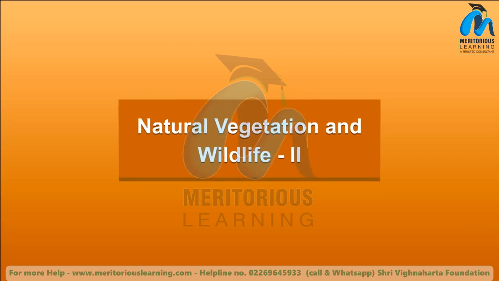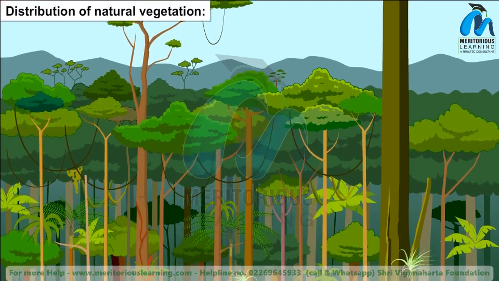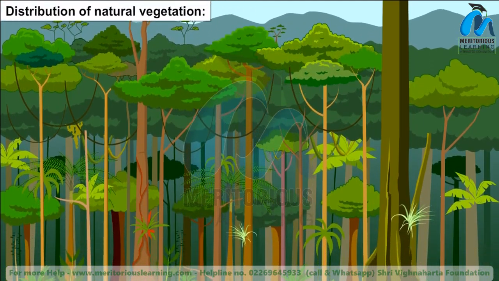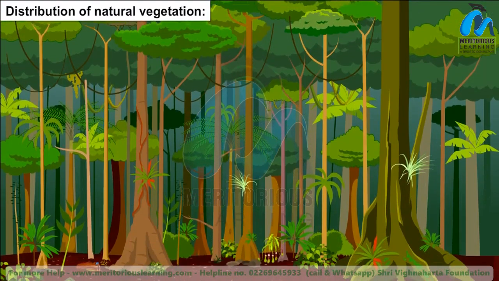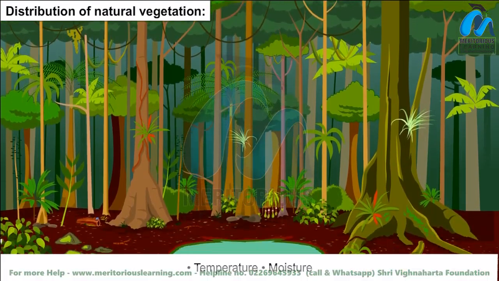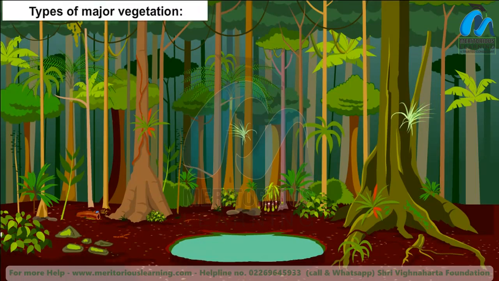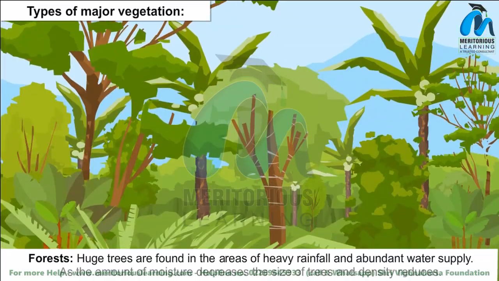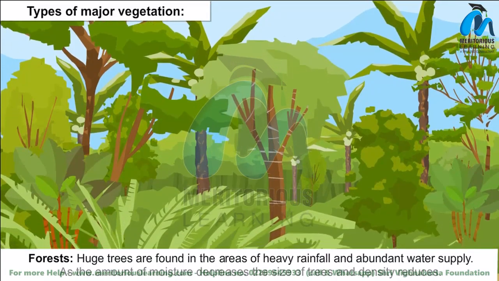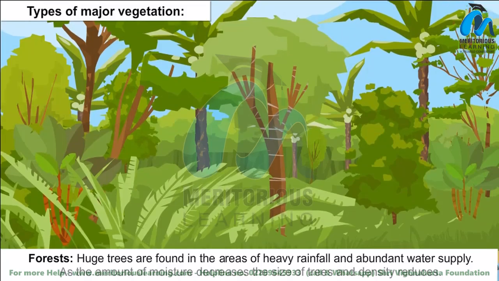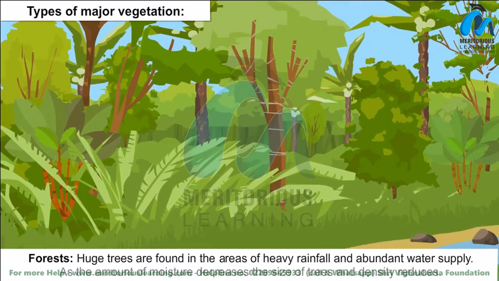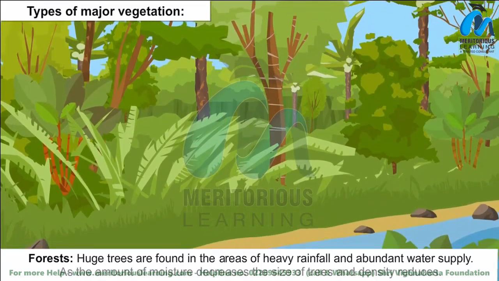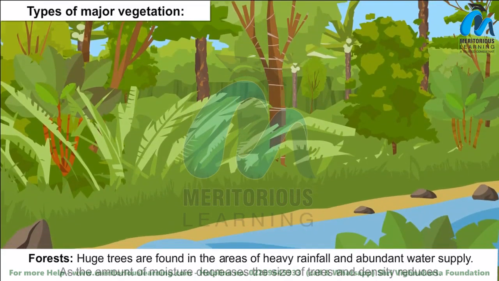Natural vegetation and wildlife. Distribution of natural vegetation: the growth of vegetation depends on temperature and moisture. Types of major vegetation. Forests. Huge trees are found in the areas of heavy rainfall and abundant water supply. As the amount of moisture decreases, the size of trees and density reduces.